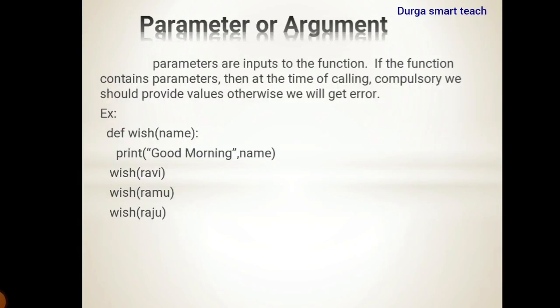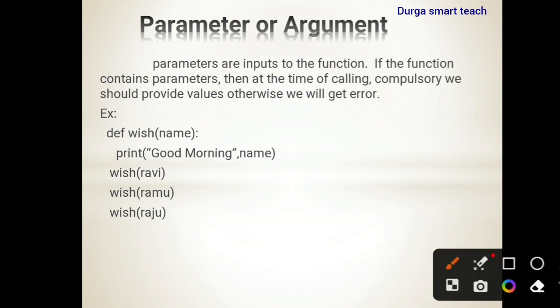Today I am going to discuss argument types, parameters or arguments types in Python. Parameters are nothing but the inputs to the function. Whatever the inputs to the function, those are known as parameters or arguments. If the function contains parameters, then at the time of calling we should compulsorily provide values. Otherwise we will get errors.